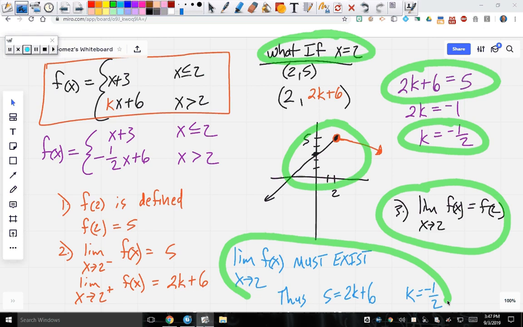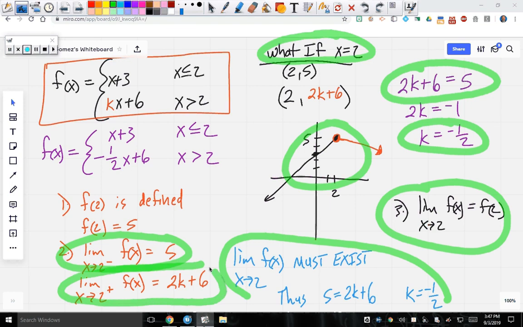That means you would have had to have done both one-sided limits, and if you're approaching from less than 2, you would get 5. If you're approaching greater than 2, or from the right of 2, you would get this 2k plus 6. And therefore, at the very, very end, you're going to say f of 2 is defined. F of 2 is 5. So 1, 2, 3, 4, 5, 6, 7, 8, 9.